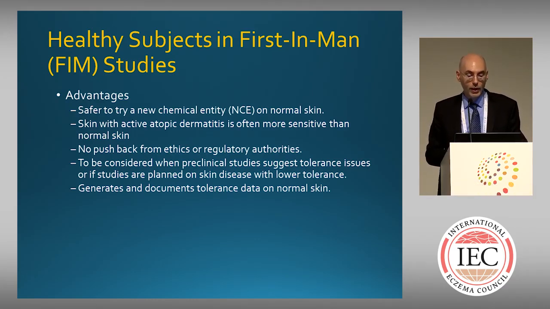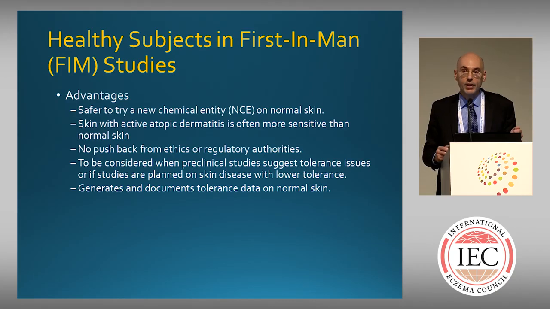So should we do this or not in patients with atopic dermatitis? I personally think it's a good way to go. Patients with atopic dermatitis, as you know, tend to have more sensitive skin. So I think it's good to first try a new chemical entity in a new vehicle on normal skin to see if it's well tolerated. Sometimes I've seen pushback from either ethics or regulatory authorities if this is not done. It's also a good thing if the preclinical toxicity suggested issues. So sometimes you have drugs where the preclinical tox on mini pig skin, for example, suggests that it induces irritant contact dermatitis. I think it's safer to try on normal skin.